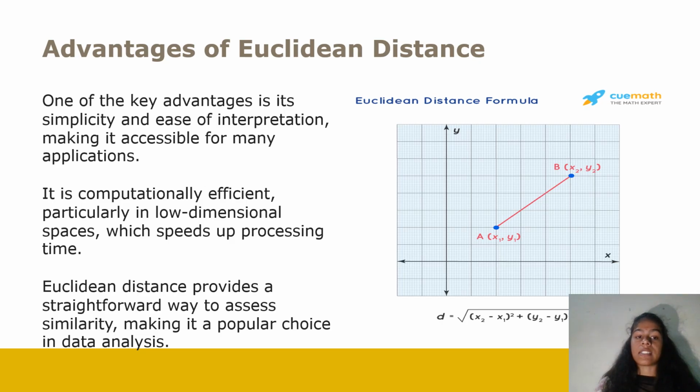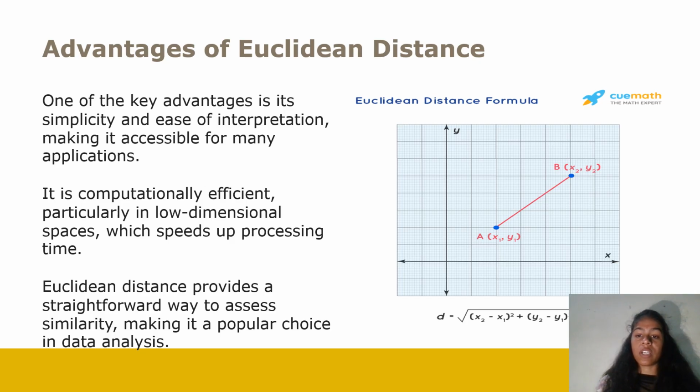Advantages of Euclidean distance. One of the key advantages is its simplicity and ease of interpretation, making it accessible for many applications. It is computationally effective, particularly in low-dimensional space, which speeds up processing time. Euclidean distance provides a straightforward way to assess similarities, making it a popular choice in data analysis.